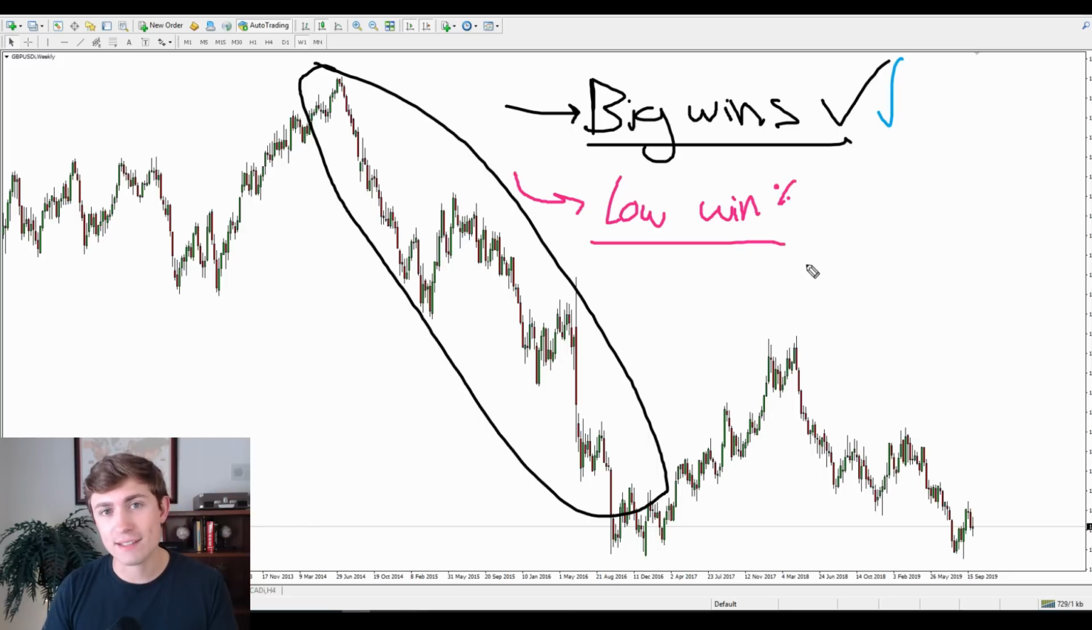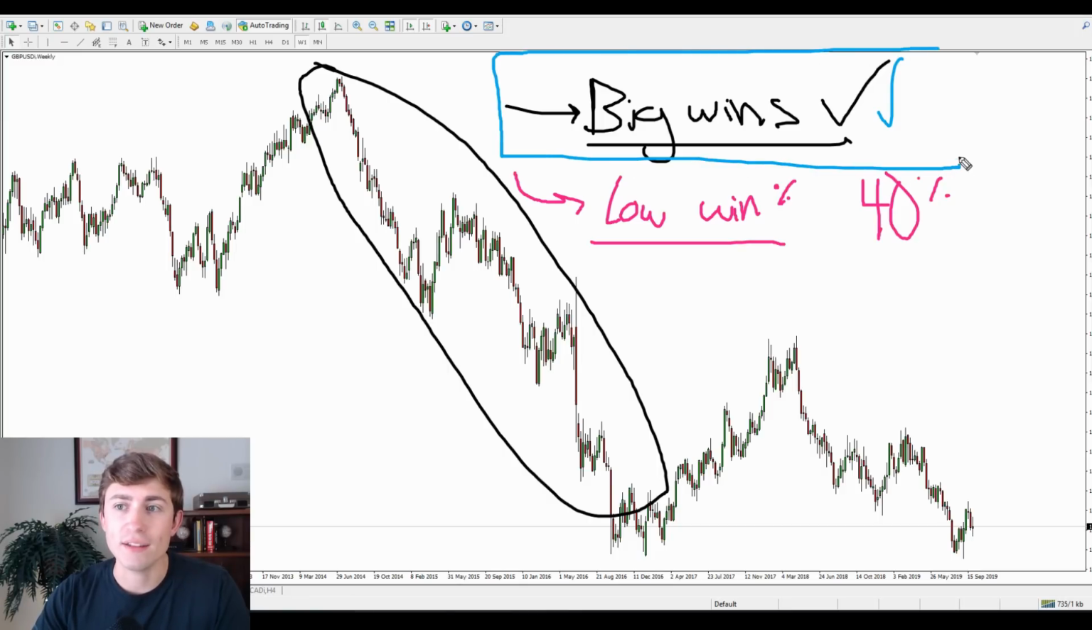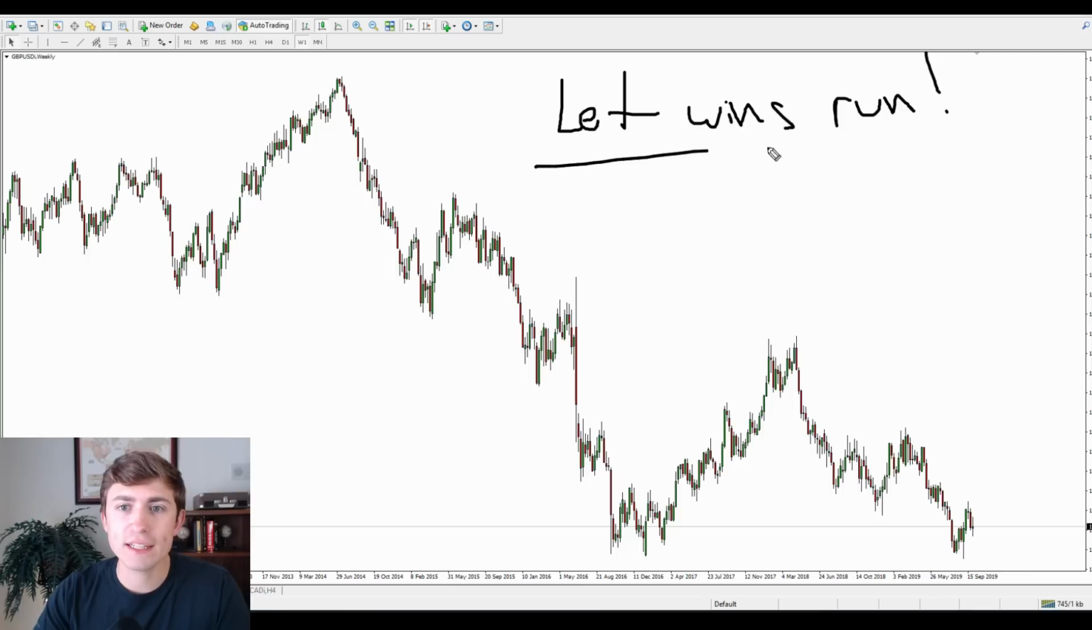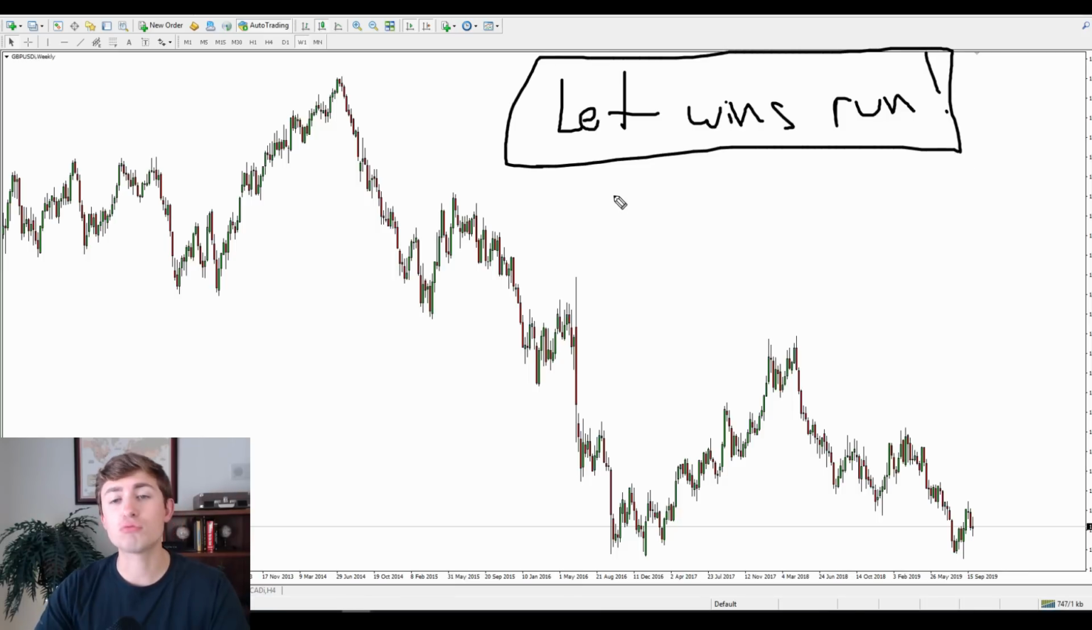How would they do that with such a low percentage, such as 40% or 30%? If you can only call the market that well, how could you possibly make enough money? Well, again, it goes back to this concept here, which is those big winners. And what we mean when we say big wins is the essential saying when we're talking about trend trading, guys: let your winners run. Let winners run. That is really the idea behind being a successful trend trader.